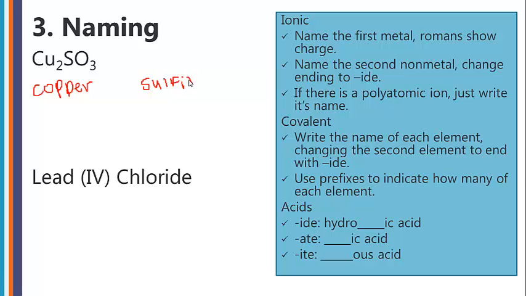Sulfite, SO3, is a polyatomic ion. So we can check our polyatomic ion sheet. And we see that for sulfite, the charge is -2.